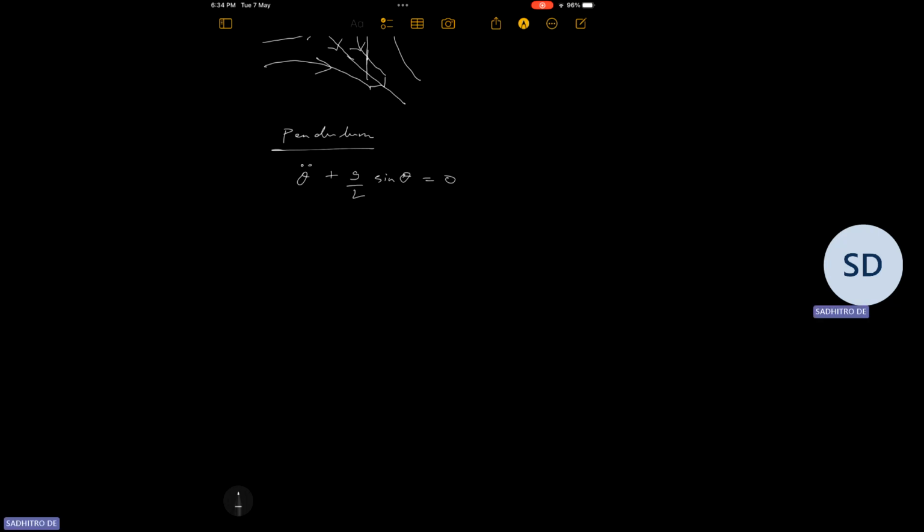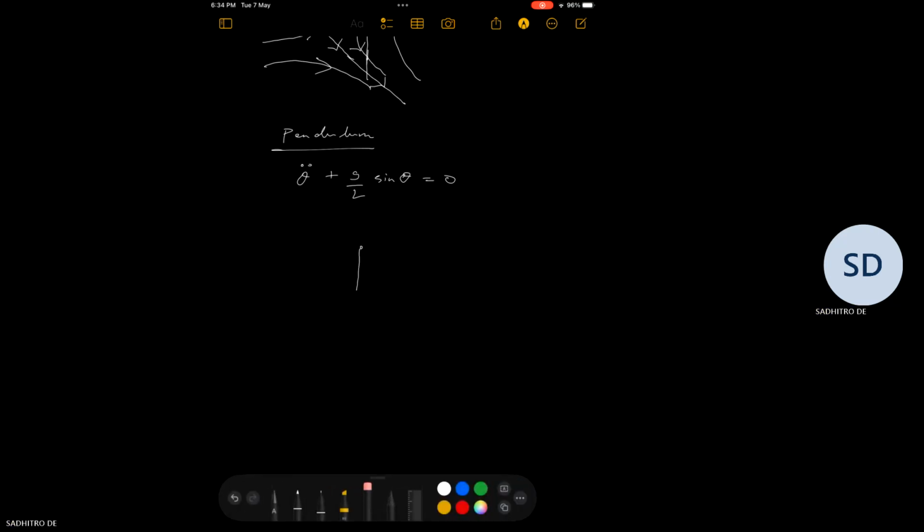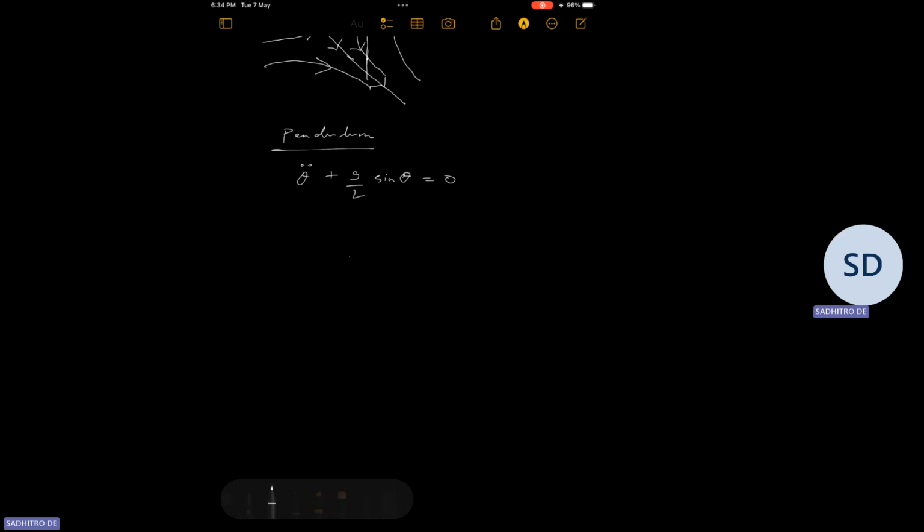So this is basically the equation of a pendulum which hangs from the vertical direction like this. This angle is known as theta. This is the length of the string. Okay, and the mass is m.